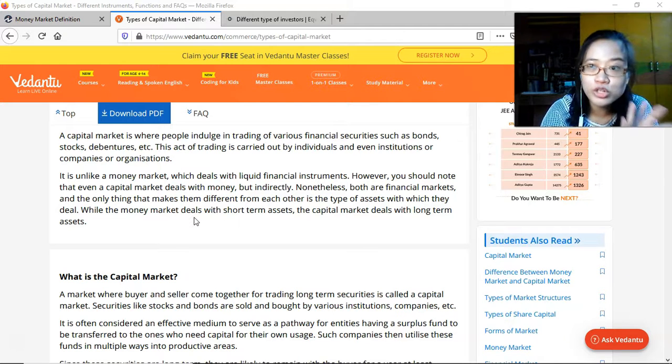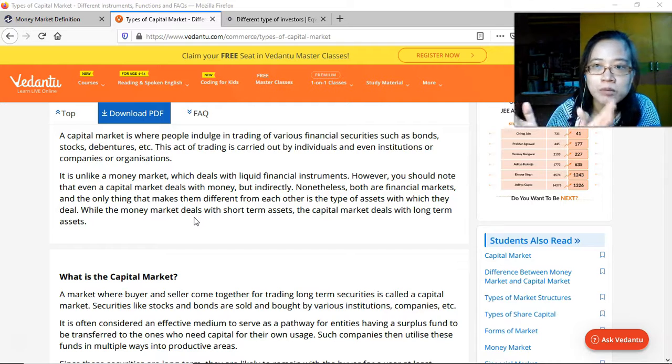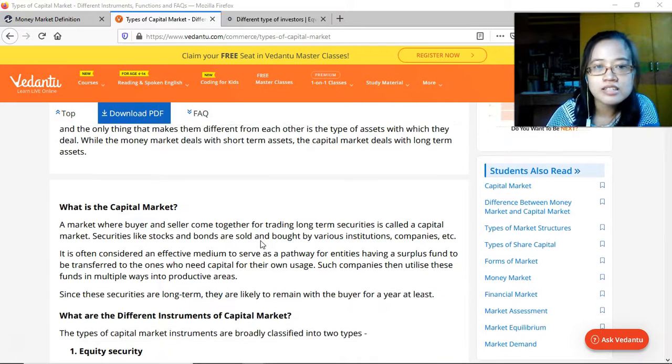Yung money market, more on short-term, short-term instruments that are easily convertible into cash. Tapos on the side naman ng capital market, normally mga long-term, tapos in the form of bonds and equity or stocks. Okay. While the money market deals with short-term assets, the capital market deals with long-term assets.